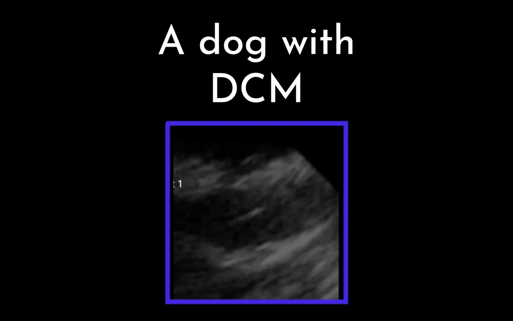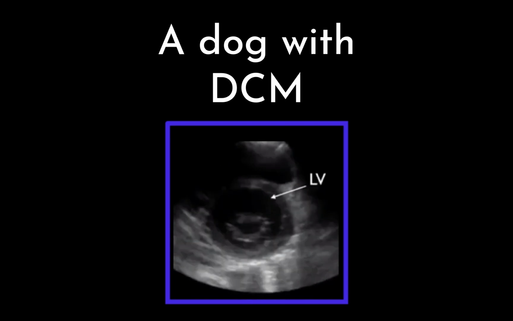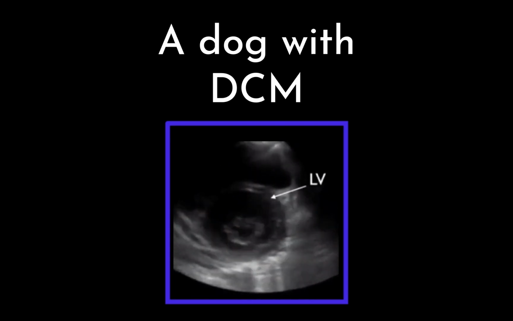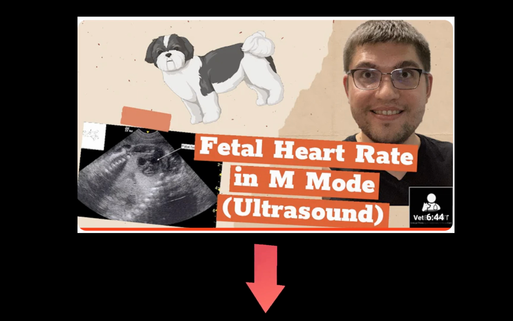On the right parasternal short axis view, you can appreciate very similar findings: poor endocardial excursion and a lack of wall thickening during systole.